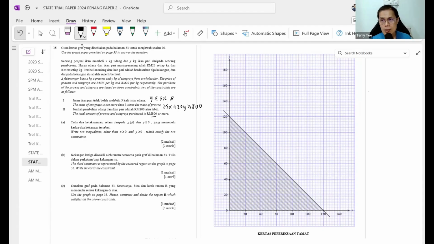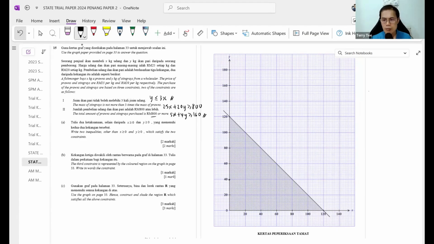Now, normally if you can simplify, we should simplify. I'll divide everybody by 5. This should be 5x plus 4y greater than or equal to 800 divided by 5, which is 160. That's my second inequality. Next, they say the third inequality is represented by the shaded region in the graph, right inwards the constraint.